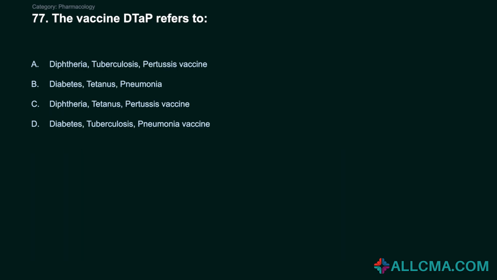77. The vaccine DTaP refers to A. Diphtheria, tuberculosis, pertussis vaccine. B. Diabetes, tetanus, pneumonia. C. Diphtheria, tetanus, pertussis vaccine. D. Diabetes, tuberculosis, pneumonia vaccine. Correct answer, C. Diphtheria, tetanus, pertussis vaccine.